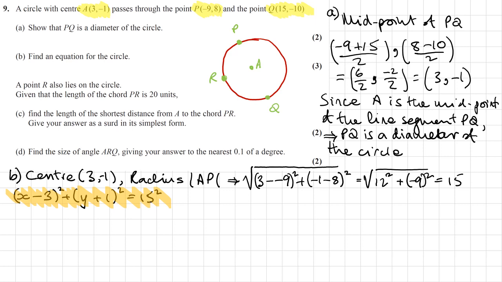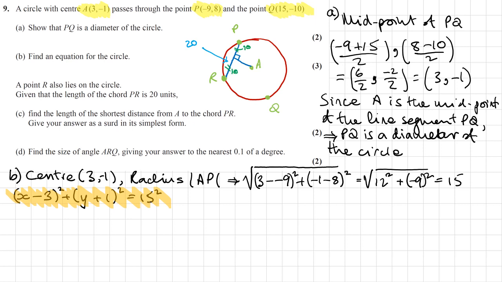I'm looking at the chord that goes between P and R, like this, and I want to find the shortest distance, and that's always the perpendicular distance between a point and a line. That gives the shortest distance. Now I know that the length of this here is 20. I know that when a radius meets a chord perpendicularly, it bisects that chord. So these two halves are going to be the same length. In other words, each half is going to be 10.